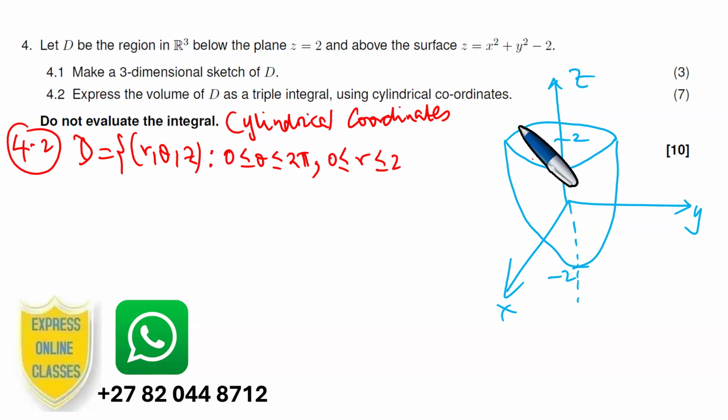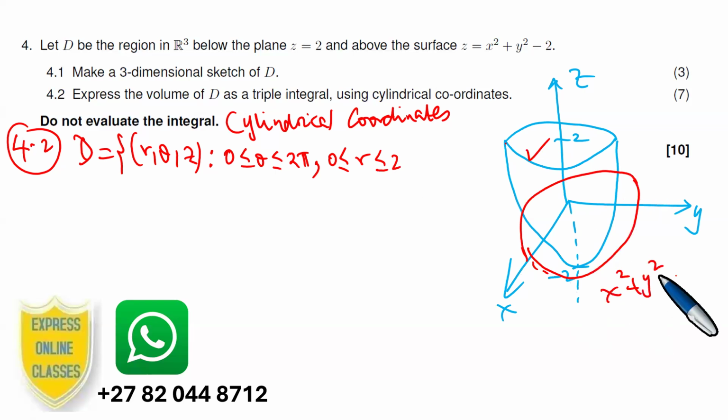is a projection of this in the XY plane. Because if you look at the image of this, it becomes here. It is here. And this one is x squared plus y squared is equal to 2 squared. Right. So we know that. Why is it 2 squared?